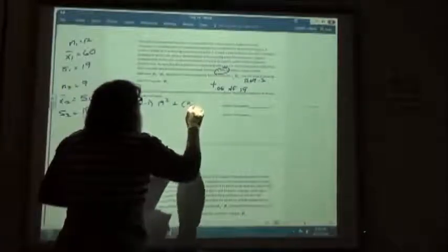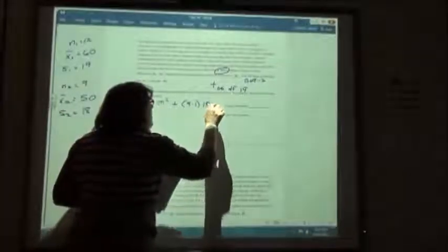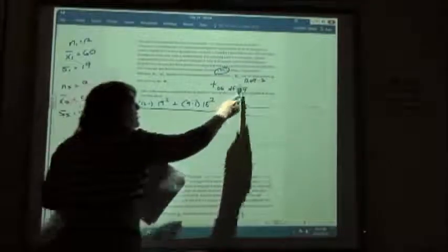Plus N2 minus 1. So again, you can either type in 9 minus 1, or if it's easier, 9 minus 1 is 8, right? Times the standard deviation squared, so the 18 squared. Now we know the bottom number is going to be this value here.